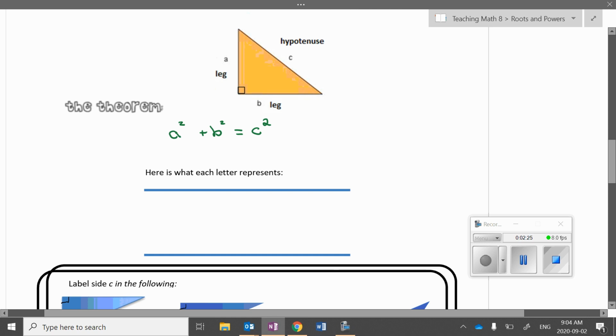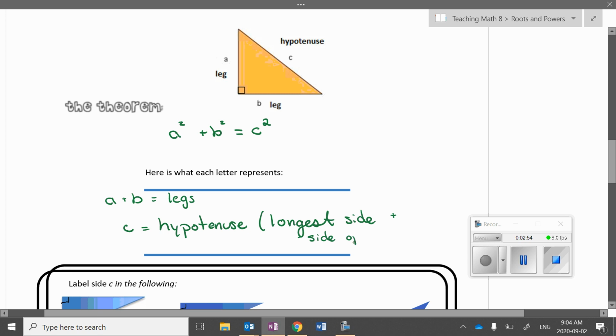So specifically, let's label each of those letters. A and B are the legs of the triangle. C is always the hypotenuse. Specifically, the hypotenuse is always the longest side. If you don't know the side length, though, that's not helpful. So it's always the longest side and the side opposite the right angle. So literally, I can draw an arrow. Side C is opposite that 90-degree corner.